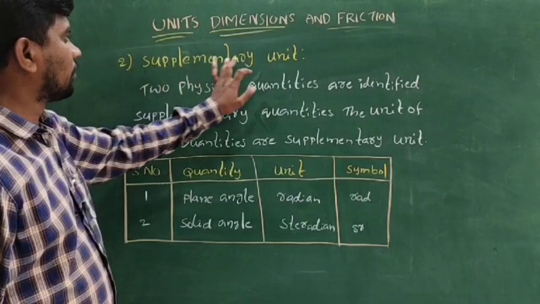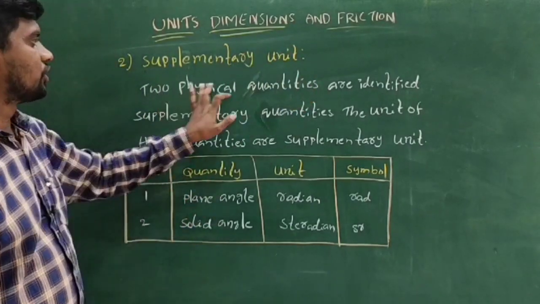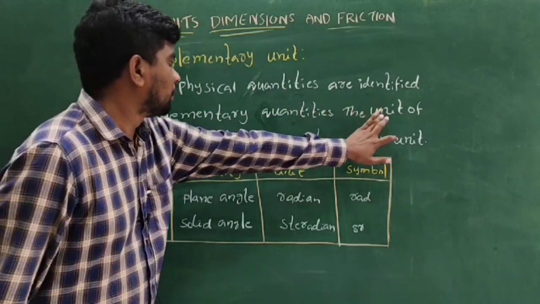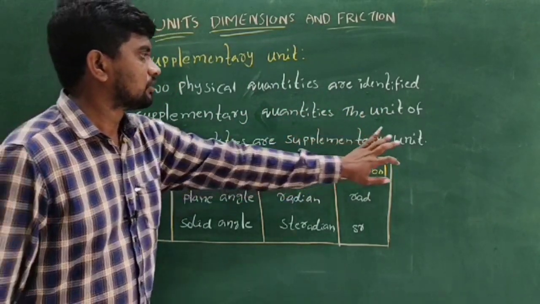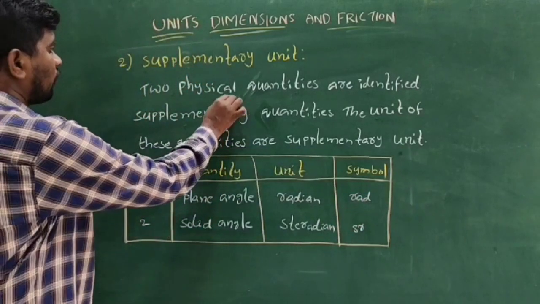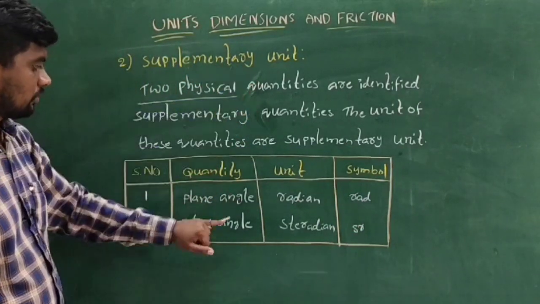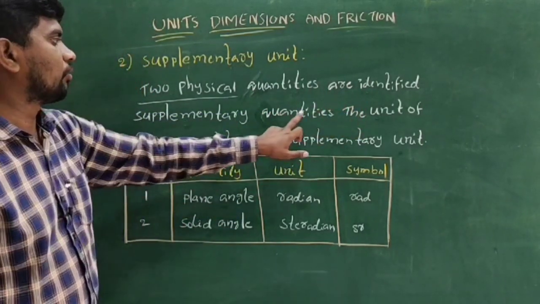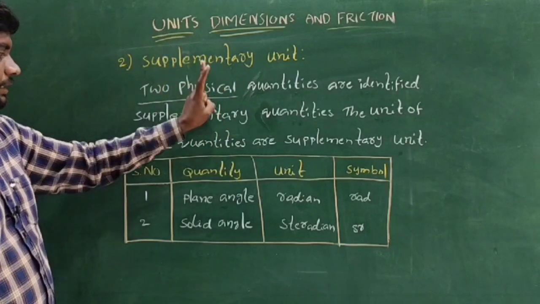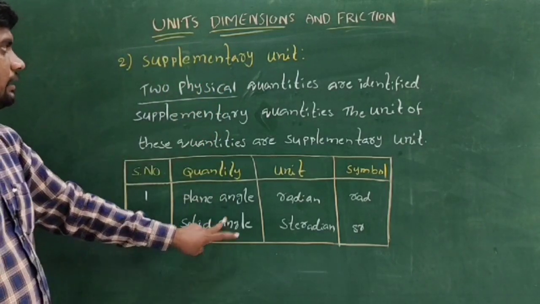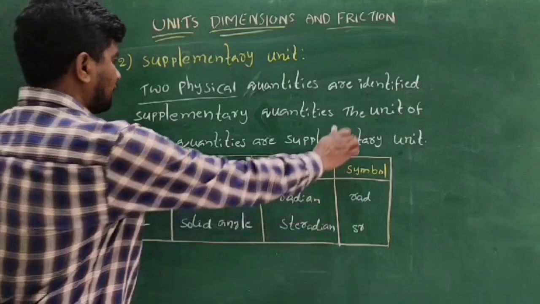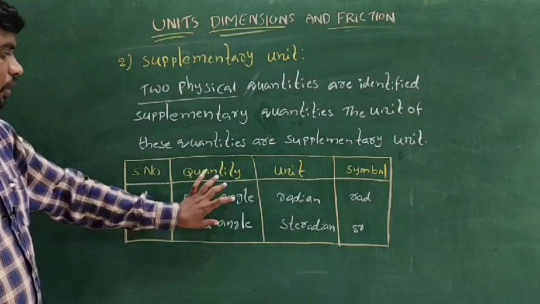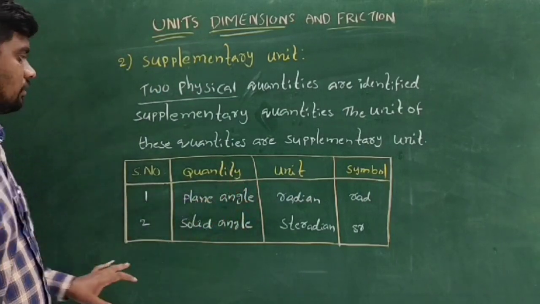The second one is supplementary unit. 2 physical quantities are identified as supplementary quantities. The units of these quantities are called supplementary units. The 2 physical quantities are plane angle and solid angle, which are the supplementary quantities.